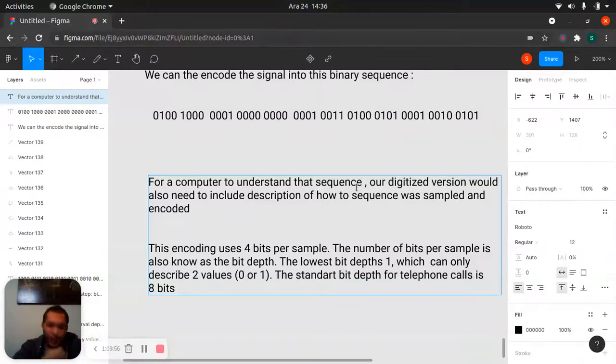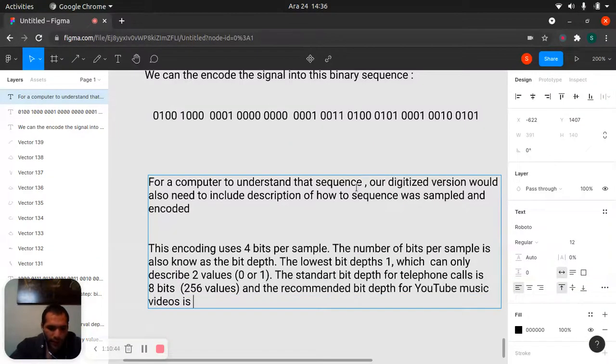How many values can be in 8 bits? Just think about that. It can store 256 values, right? And let's say 8 bits values. The recommended bit depth for YouTube music videos is 24 bits. Wow.